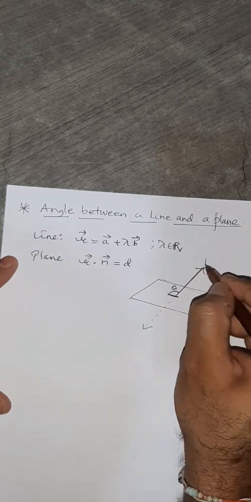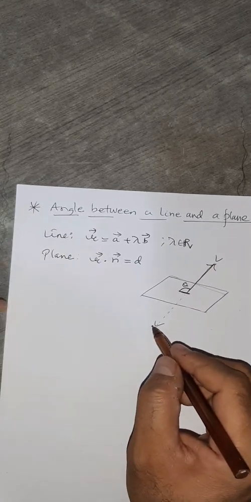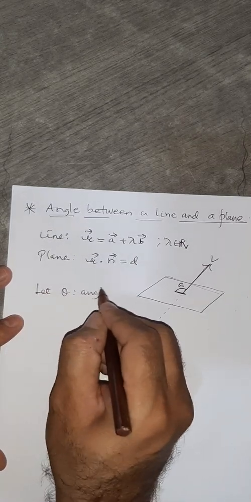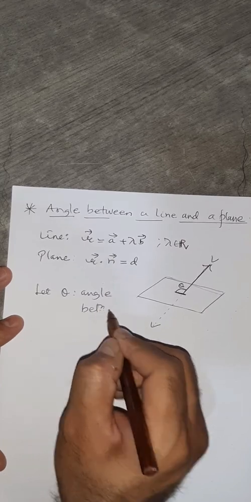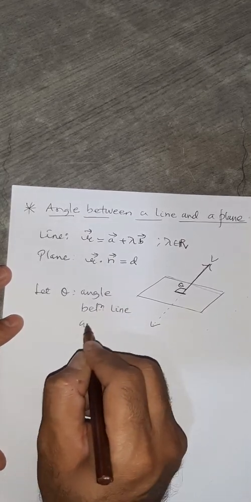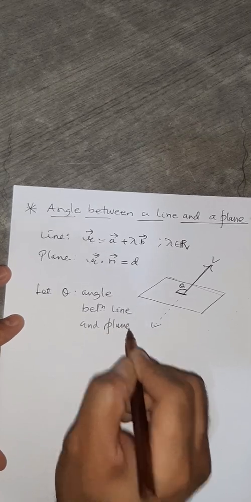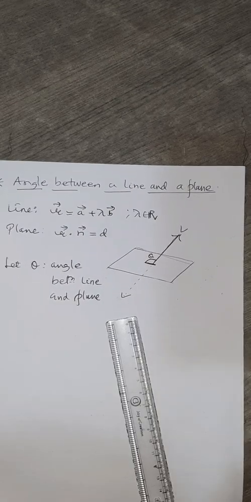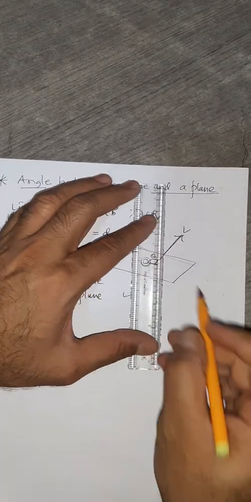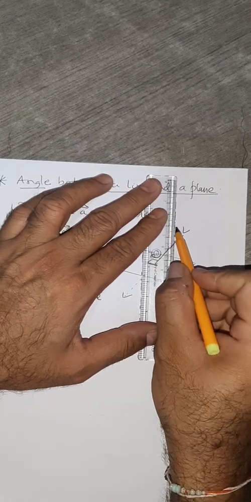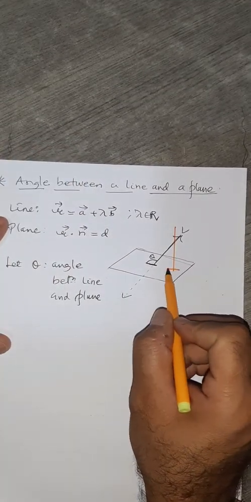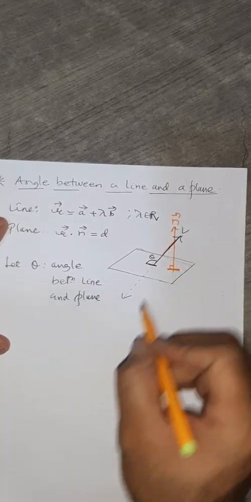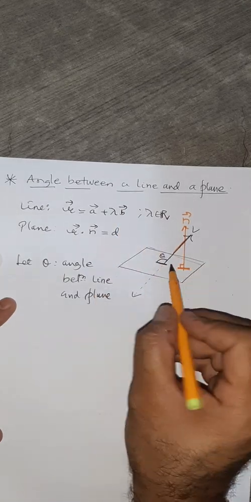There is a line here. Okay, so I'll write here, let theta be the measure of the angle between these two, between the line and the plane. So let me show the normal here. Suppose this is a plane. Let's take the normal like this. This is perpendicular to the plane here, the normal. This is the direction of the line here, which is vector B.